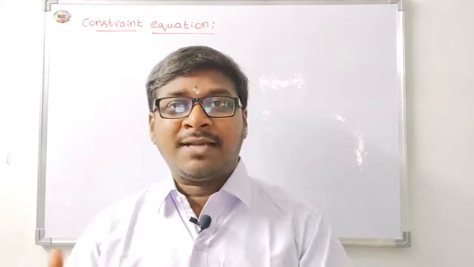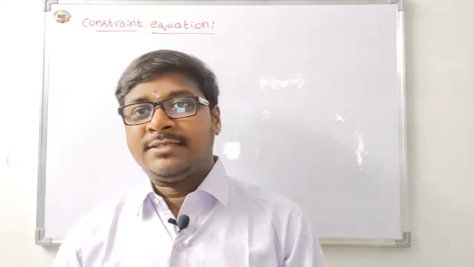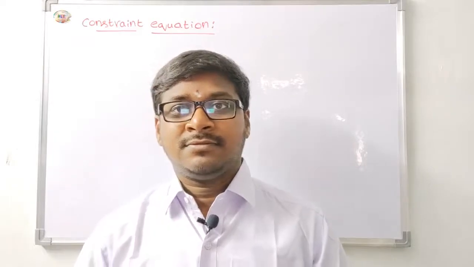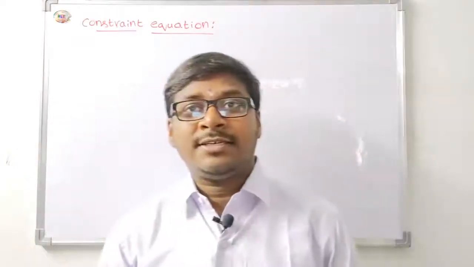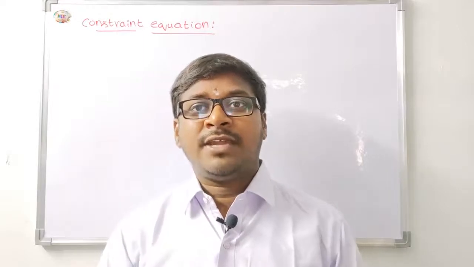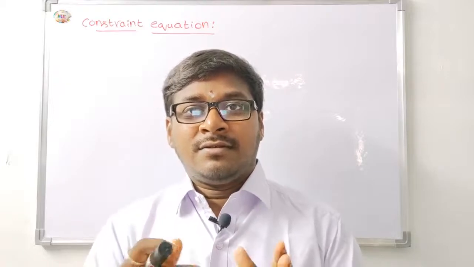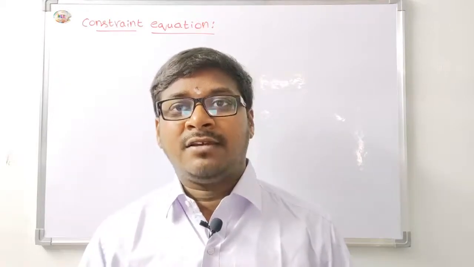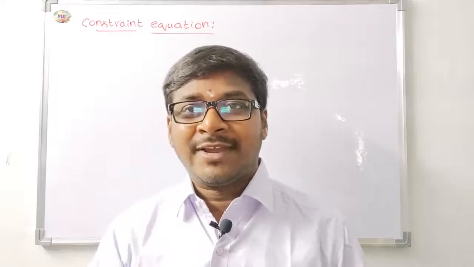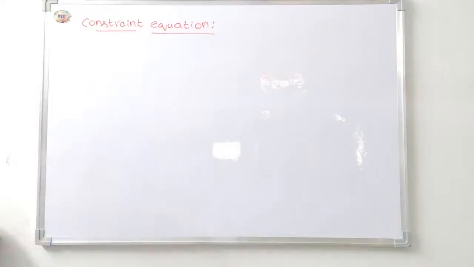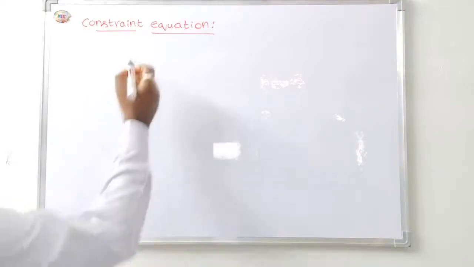if different blocks are connected with different accelerations, then what? The topic is the constraint equation. The constraint equation basically establishes the relation between the accelerations of different blocks. That is called the constraint equation. These equations establish the relation between accelerations for different blocks of a system.